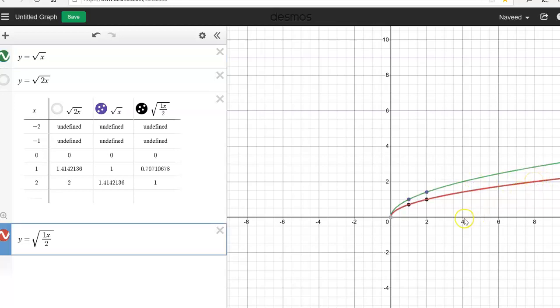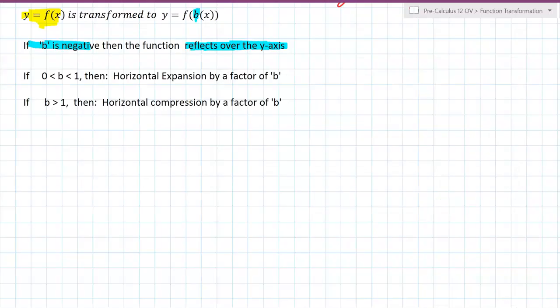It went from 4 to 8 to get the same y value. So this 1/2 made the value of x multiplied by 2. So 4 to 8, that is double. So this 1/2 made a horizontal expansion by a factor of 2. It's kind of the opposite of that. Okay, so now let's go ahead to the notes and write it out.